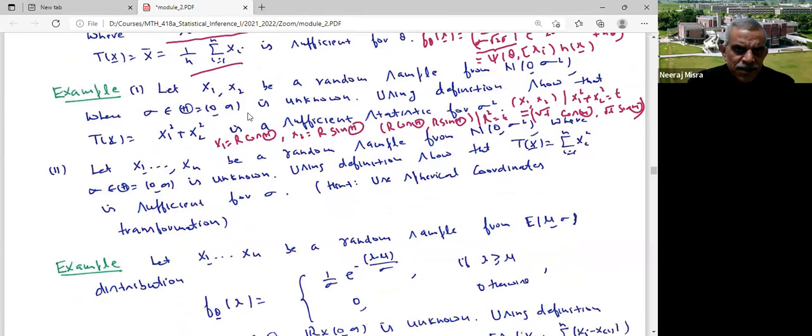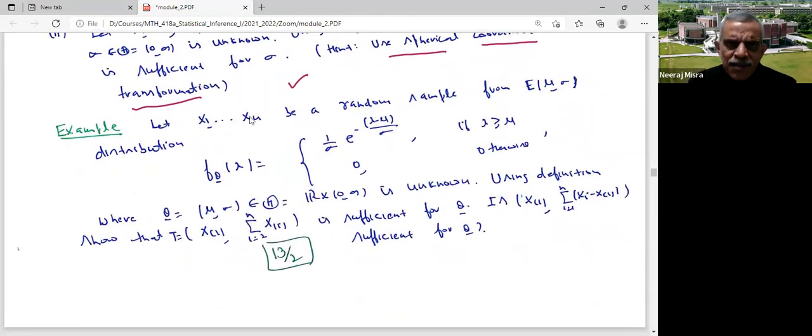Similarly, now let x1, x2, ..., xn be a random sample from normal 0, sigma square. Using the definition, show that T(x) equal to summation xi square is sufficient for sigma square. So it is kind of a generalization of part A. In part A, I considered the polar coordinates. For the n case, you consider the spherical coordinates. So you have to make the n transformation x1 is equal to r cos theta 1, cos theta 2, and so on. And then you can do exactly the same. So try to do this exercise.